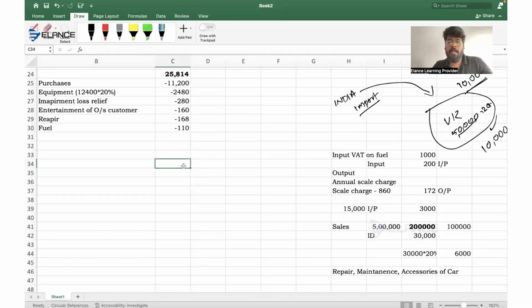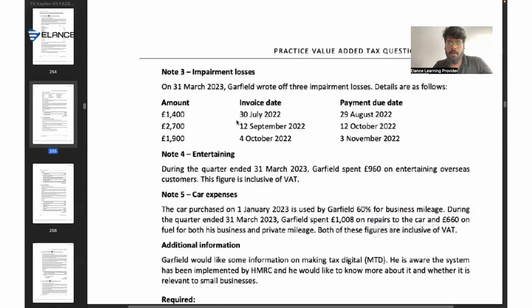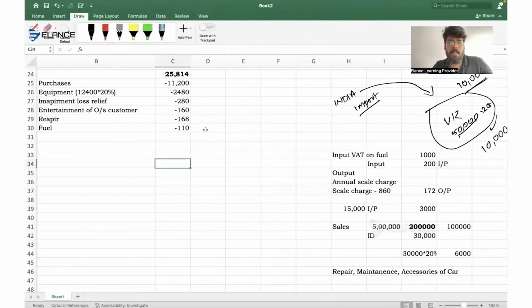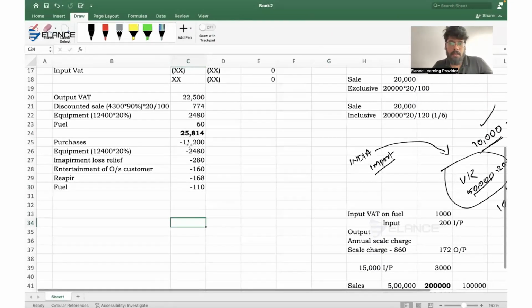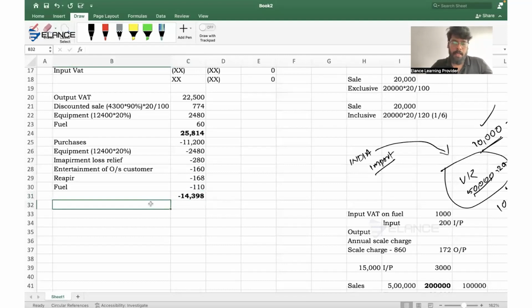Okay, so it will be the input VATs. Hope we're done with it. We're just done with all the input VATs. So the total input VAT in this question will be 14,398.